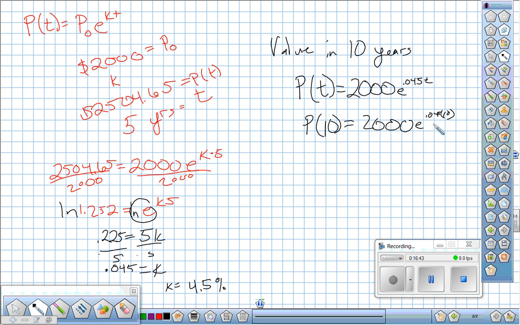What I like to do is do the 0.045 times 10 first. It doesn't matter. You can plug this straight into your calculator and get that the P of 10 should be equal to $3,136.62. If you wanted to throw in a dollar sign, you could.